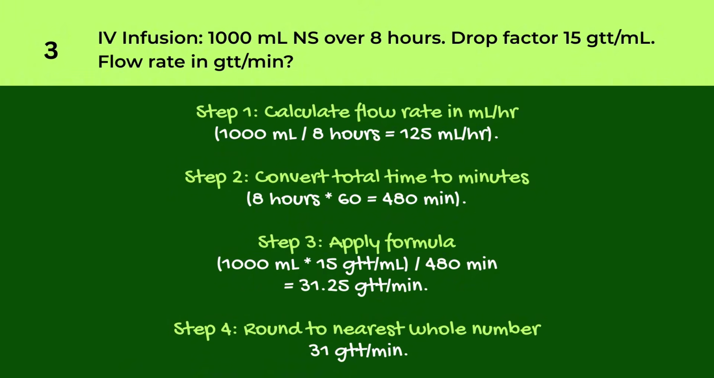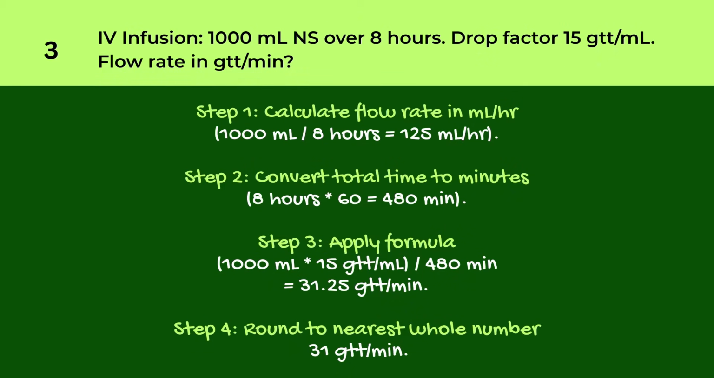Let's work through this. Step 1 is to calculate the flow rate in milliliters per hour. So 1,000 milliliters divided by 8 hours equals 125 milliliters per hour. Step 2 is to convert the total time to minutes. So 8 hours times 60 minutes per hour equals 480 minutes.